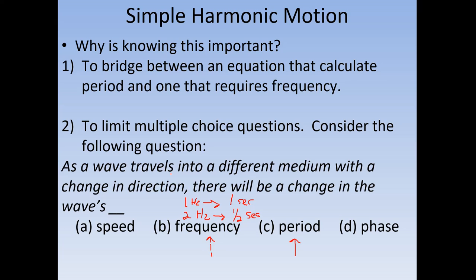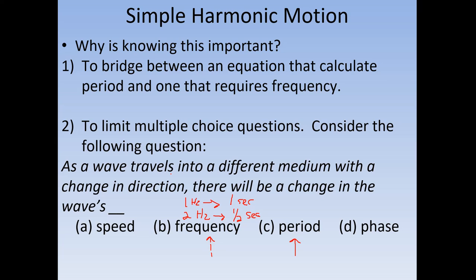So if you have a question where it's asking, oh, there will be a change in, or what will stay the same, and you have both frequency and period there, you know that they can't be choices because they automatically contradict each other. If you decided that frequency changed, well, that means period also has to change. So you have a contradiction, two correct choices.